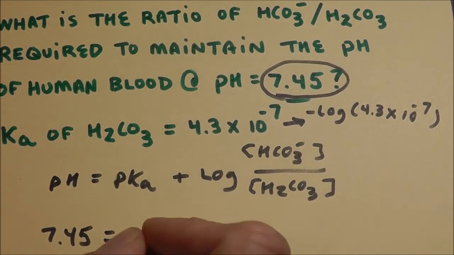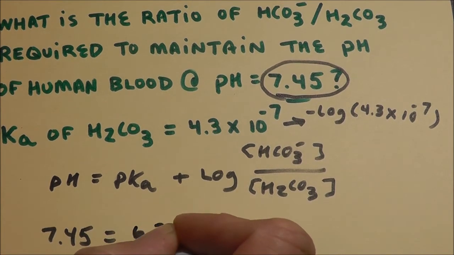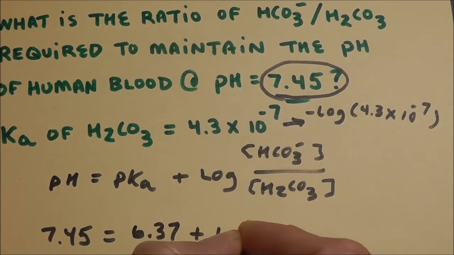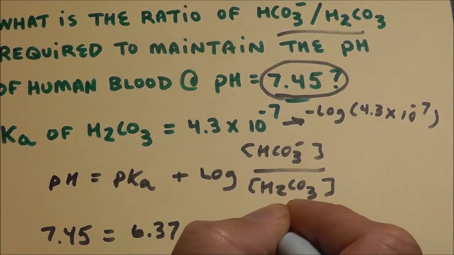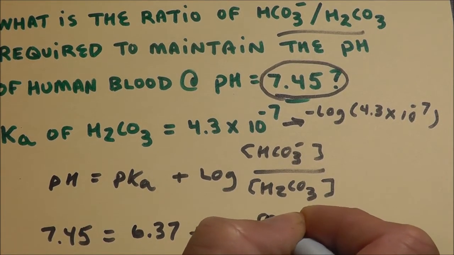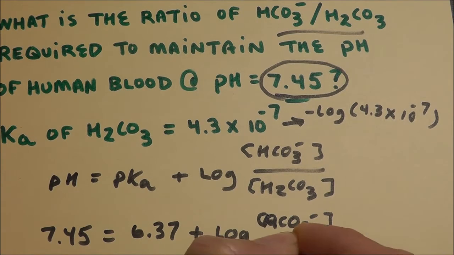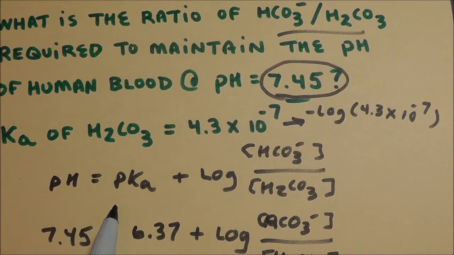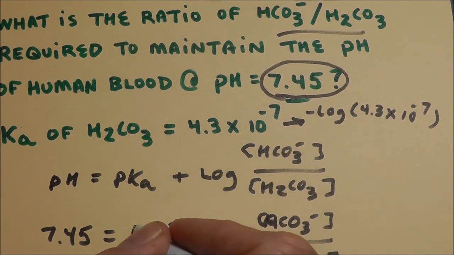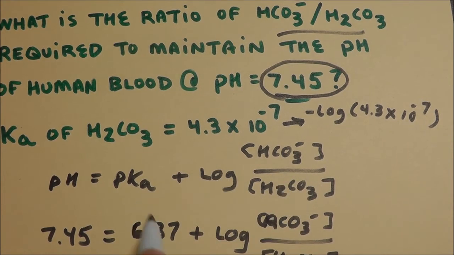The pKa is 6.37 plus log. And actually what they want is the ratio. So this will be pretty easy. I'm just going to solve for what's inside the logarithm. And now, if you had equal parts of bicarbonate ion and carbonic acid, this would fall out and become 1, and the log of 1 is 0, and then you'd have a pH of 6.37. You'd have a pH of the pKa.